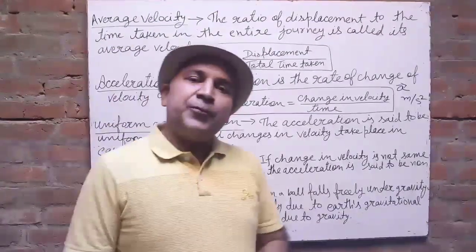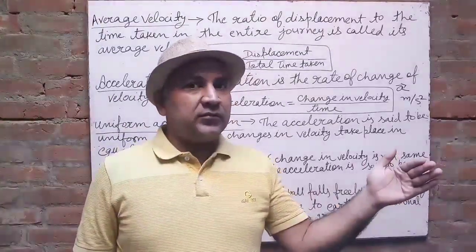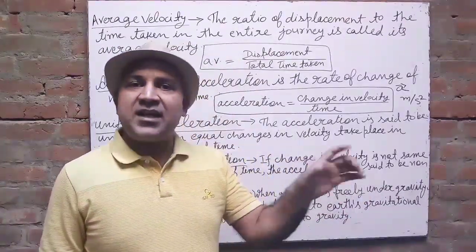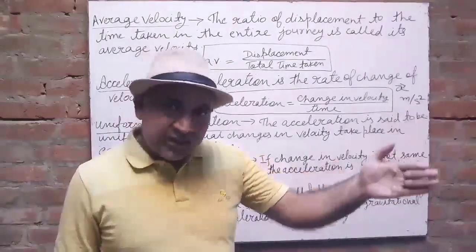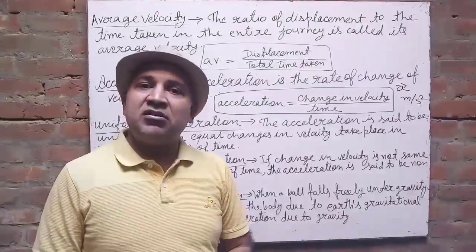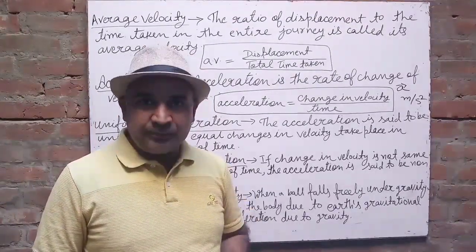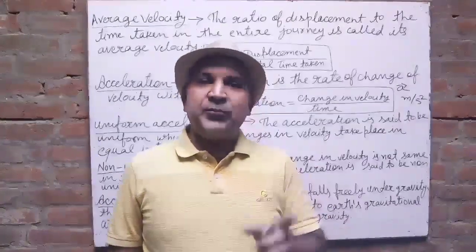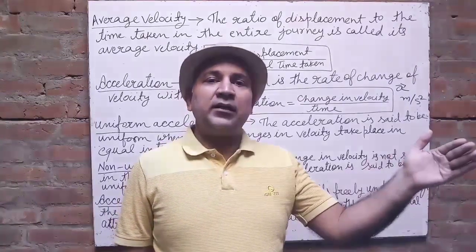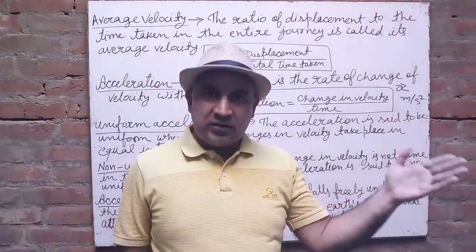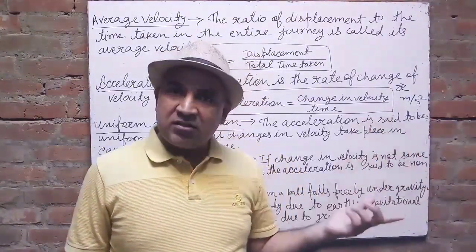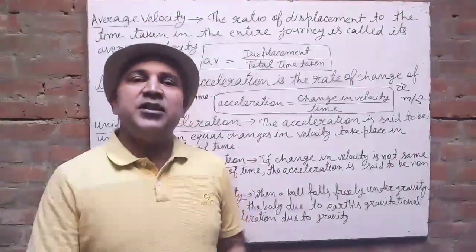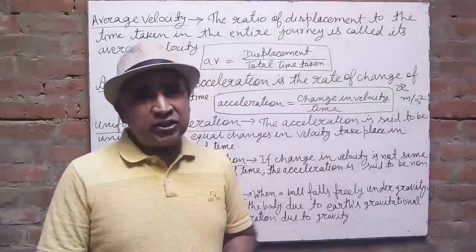Okay. If the velocity is increasing, then the rate of change of velocity will be termed as acceleration. If velocity is decreasing, then that acceleration will be termed as retardation. Understood? Retardation and acceleration both are the same. The difference is if velocity is increasing, then the change in velocity will be acceleration, and if the velocity of the object is decreasing, then the change in velocity will be called retardation.